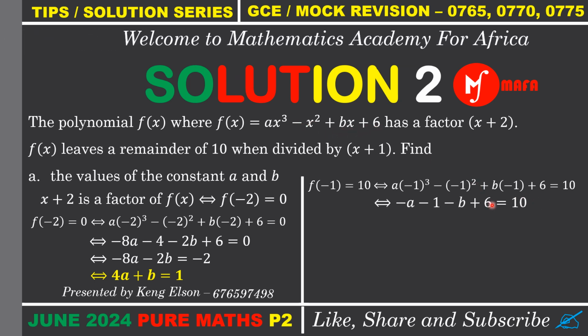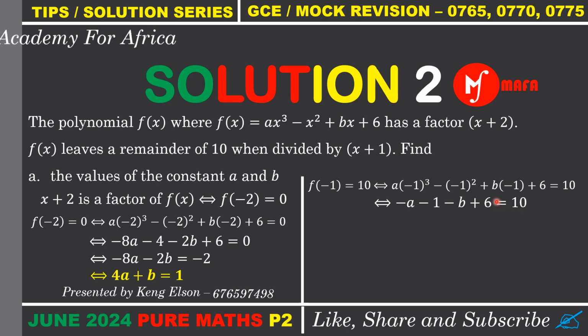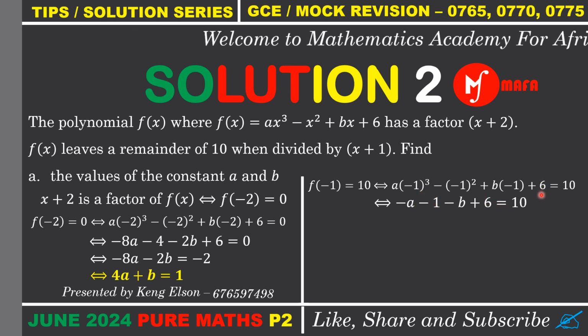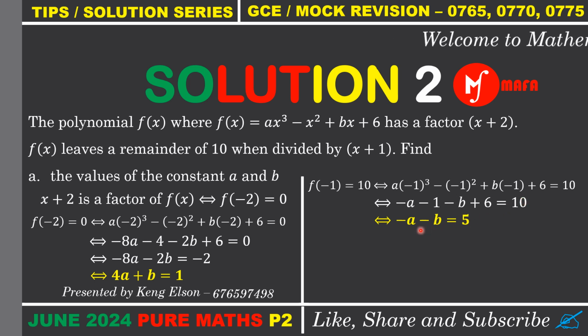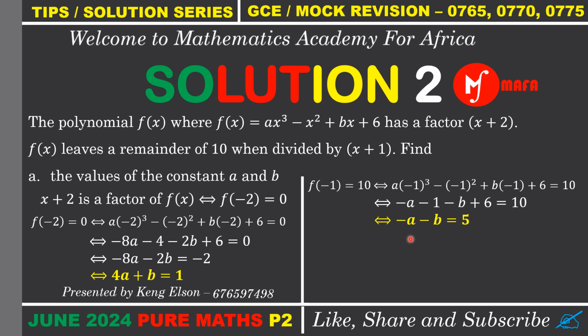10. Simplification: -a minus 1 minus b plus 6 equals 10. Now 10 minus 6 is 4, and 4 plus 1, because 1 is going to the right-hand side, is 5. So what do we have? We have -a minus b is equal to 5. We have two equations we have to solve simultaneously.